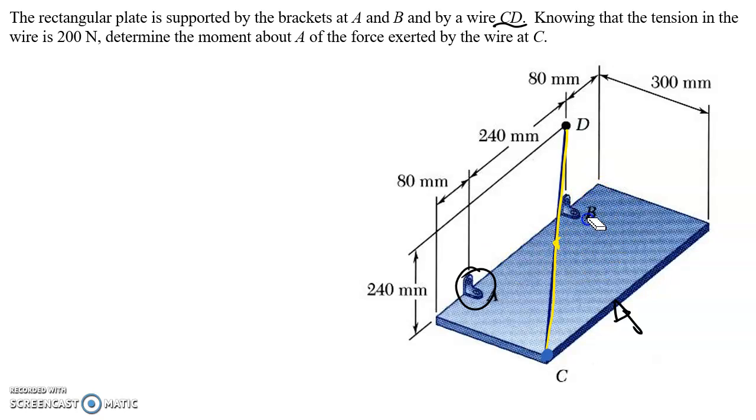Now, it's giving me some important information. I know the cable goes from C to D. That means that at some point I will actually require the vector that goes from C to D. Now, knowing that the tension in the cable or in the wire is going to be 200 newtons, determine the moment about A. Now, this is an important piece of information. It's telling me the moment is going to be analyzed in here.